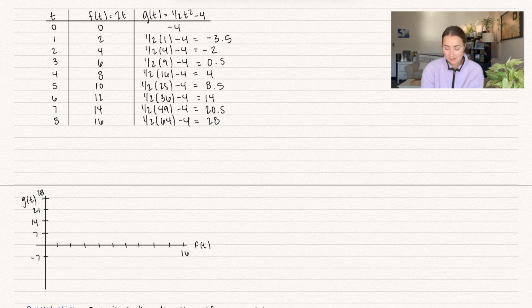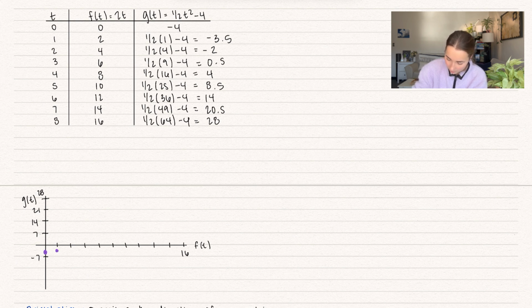So when t is equal to 0, my f of t, you can think of that as an x, is equal to 0. But our y of t, our g of t, is equal to -4. So I'm going to go over 0, down -4. Then I'm going to hop over to t equals 1. So my f of t is equal to 2. And I'm going to go down -3.5, which is going to be somewhere like here.